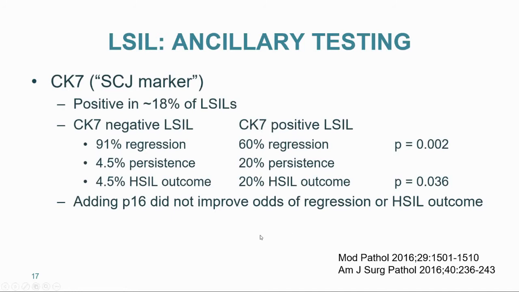CK7 has also been introduced in recent years as a marker of biologic progression or biologic significance in squamous intraepithelial lesions. It's positive in a minority of low-grade lesions, but those that are positive, according to early or emerging literature, apparently have a significantly higher risk of HSIL outcome.